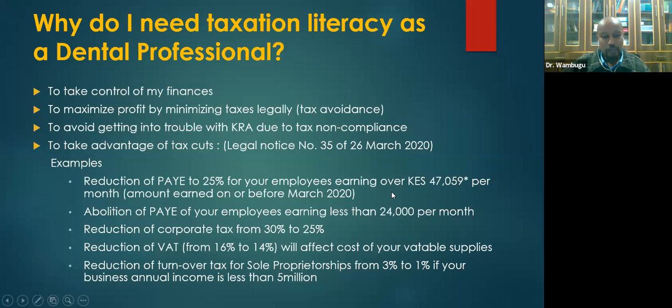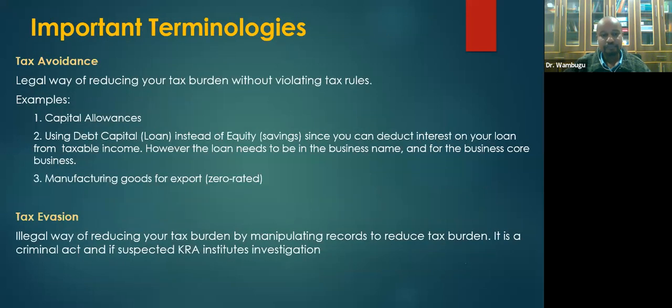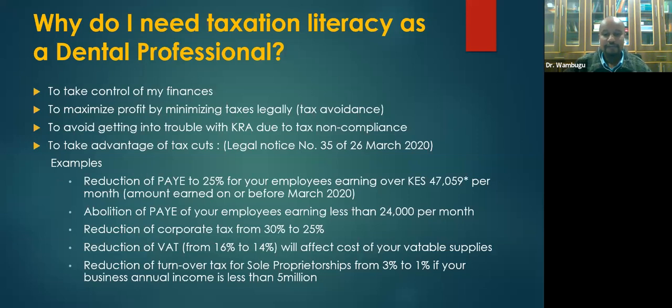There's also abolition of PAYE for employees. Any of your employees who are earning less than 24,000 per month right now should not be paying taxes. Then there is reduction of corporation tax for those of you who have dental clinics which are incorporated as companies. The current corporation tax is now 25%. And then reduction of VAT from 16% to 14%, which will affect the cost of your supplies which are VATable. If you're checking any supplies that you're getting from your suppliers that have been charged with VAT, right now they should be reflecting 14% and not 16%.